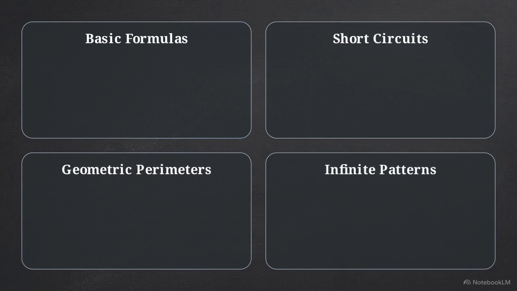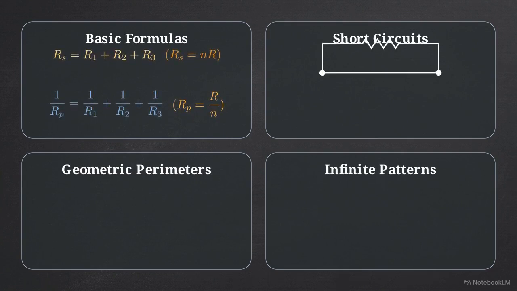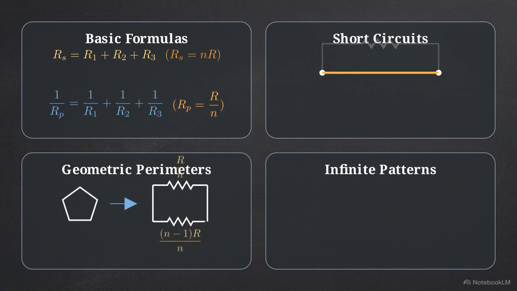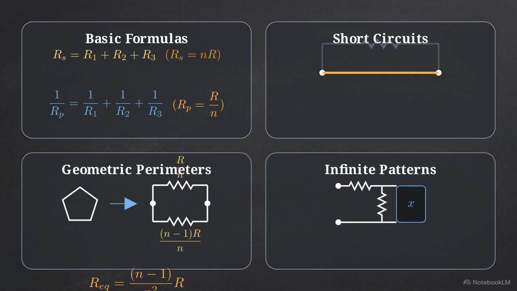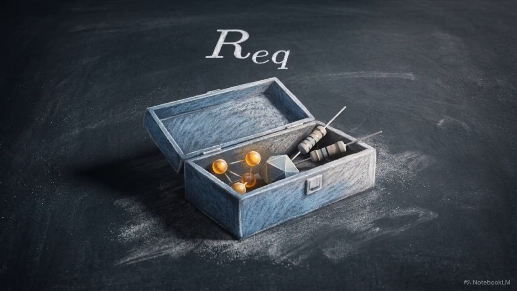Solving equivalent resistance problems requires two primary tools: grounding complex layouts in basic formulas, and using node tracing to isolate short circuits. We also translate geometric perimeters into branch fractions and use algebraic substitution for repeating, infinite patterns. Mastery comes from using this logical toolkit to reduce any network to its simplest mathematical form.